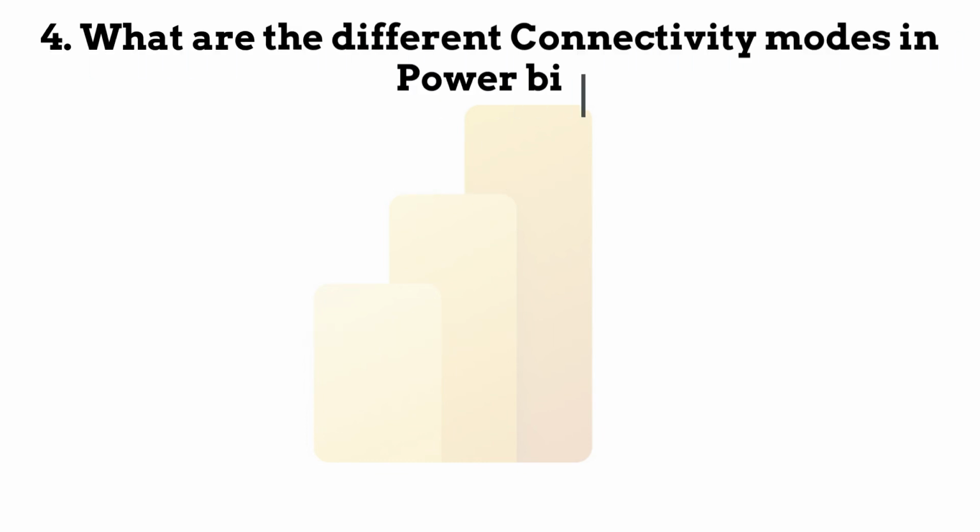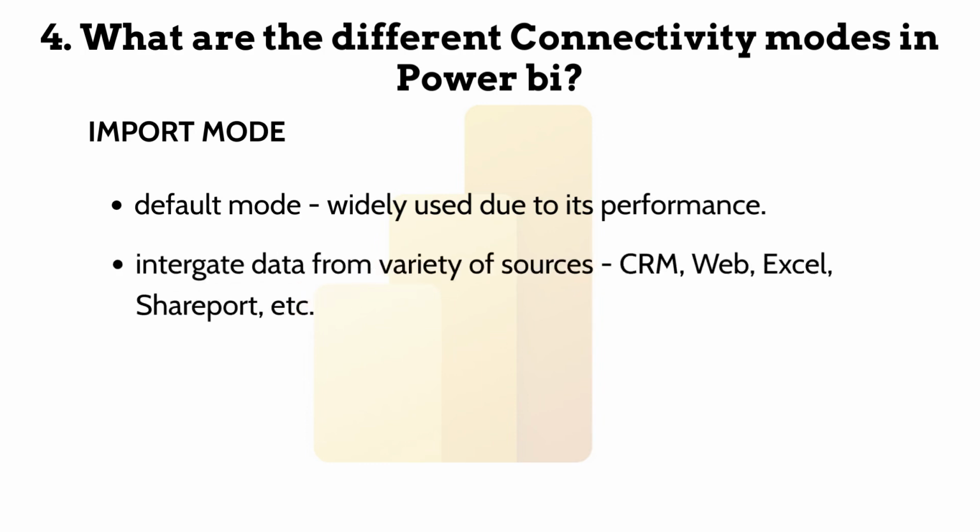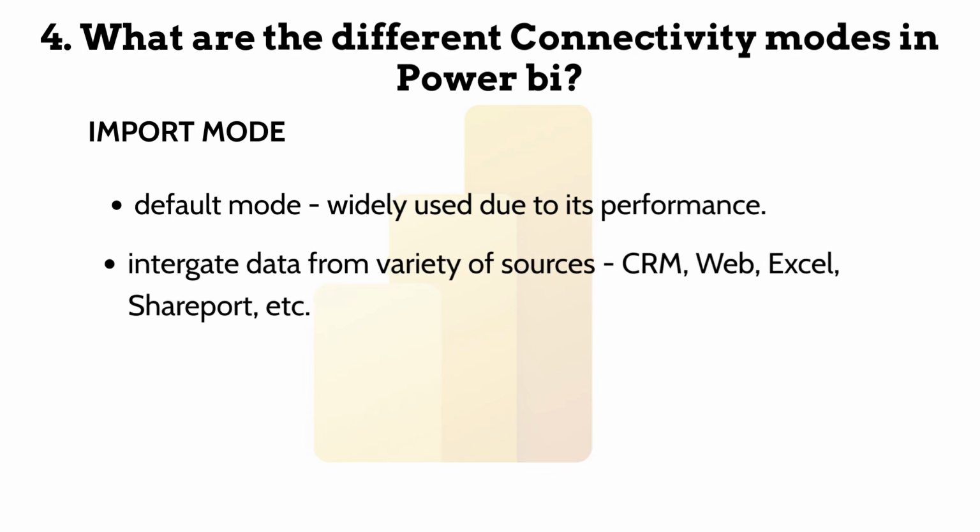Next, we will look at the different connectivity modes available in Power BI. This is a very famous question. At number 1 we have the import mode. This is the default mode since it is most frequently used and delivers fast performance. Import mode can integrate data from multiple sources such as web, Excel and SharePoint, ERP and CRM, and so much more. Do not forget to note that a gateway is always required for on-premises data sources in Power BI.